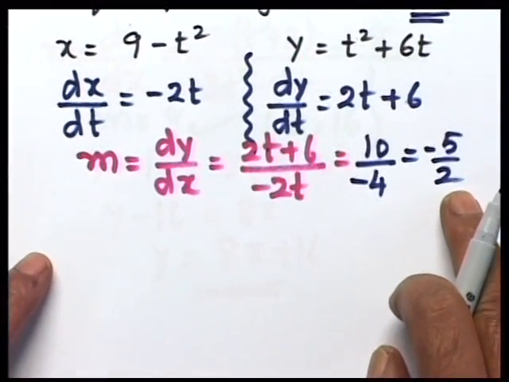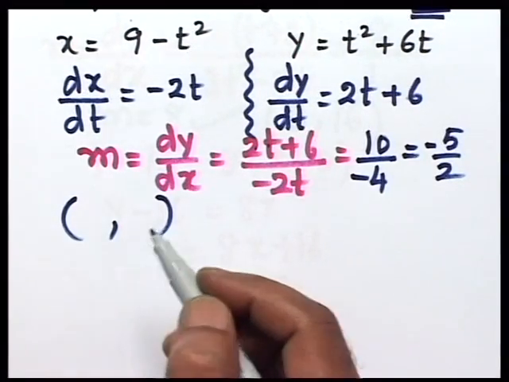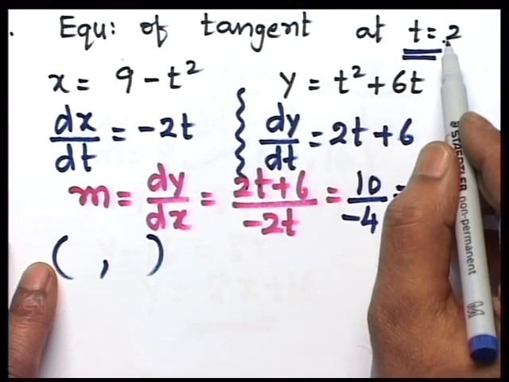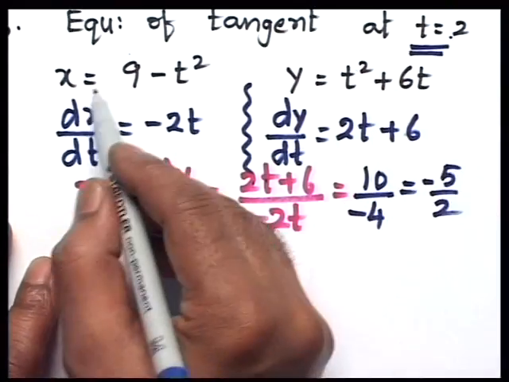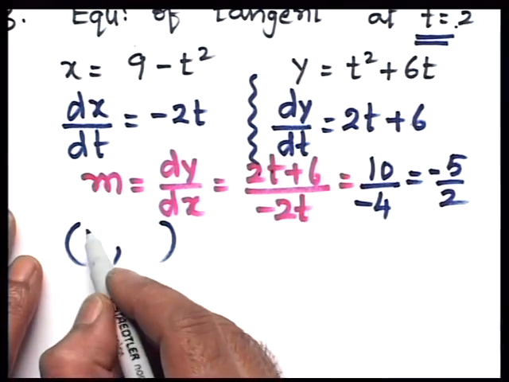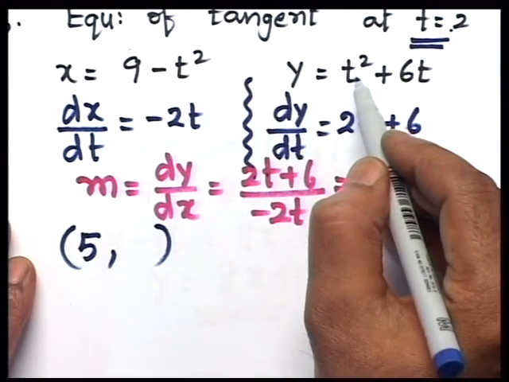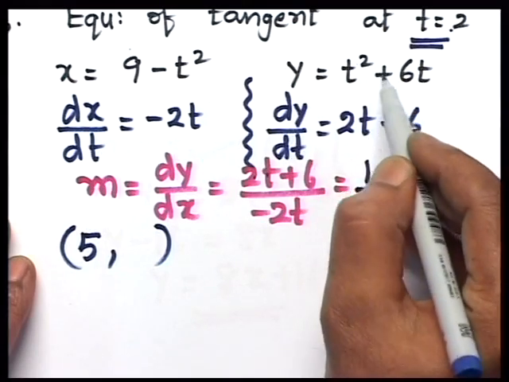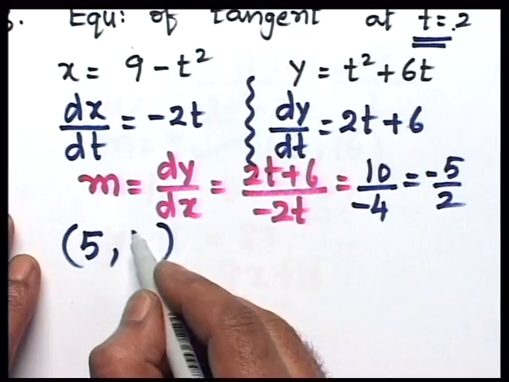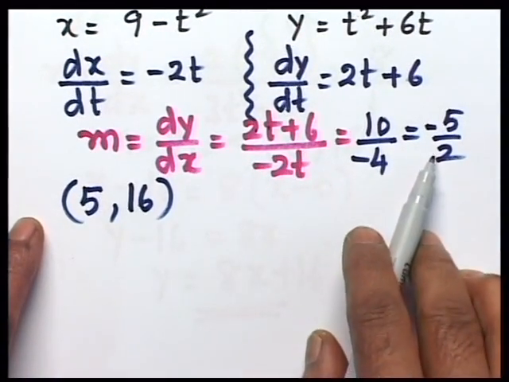We need a point, right? We need a point to find the equation of the tangent. Substitute t equals 2. Watch the value of t there in place of x. 9 minus 2 squared, 4. So that should be a 5. That's the x value. If you put the t value as 2 here, that's 4 plus 6 times 2, 12. So 4 plus 12 is 16. So that's the point.